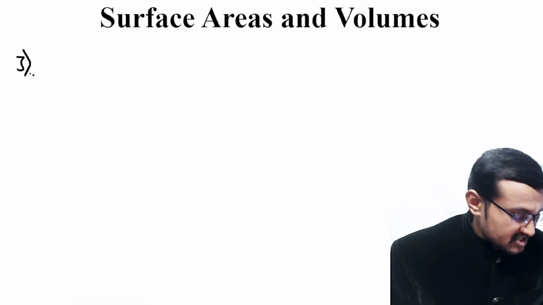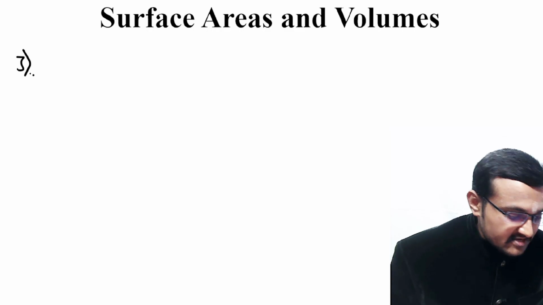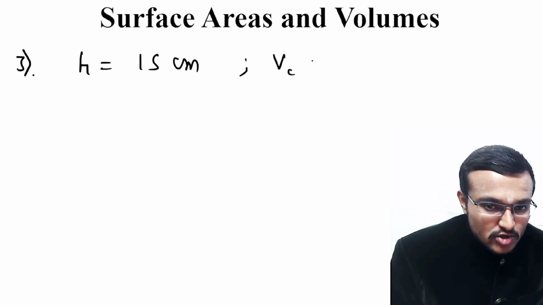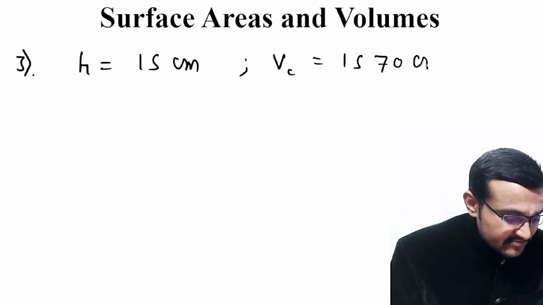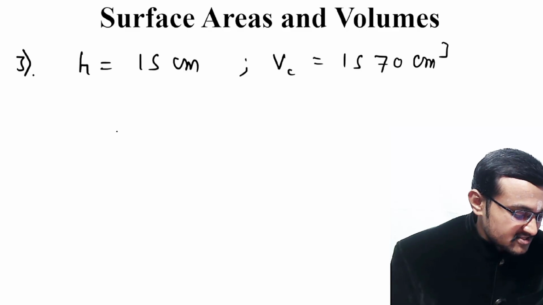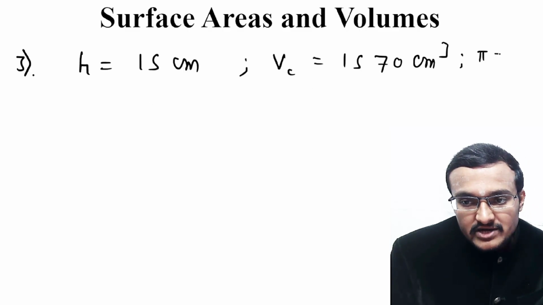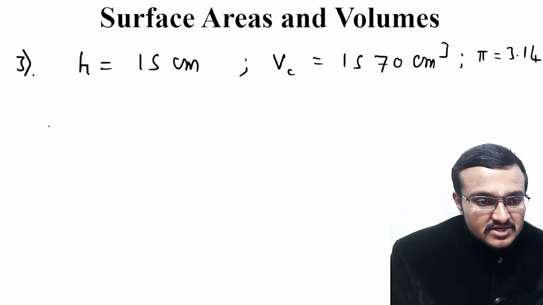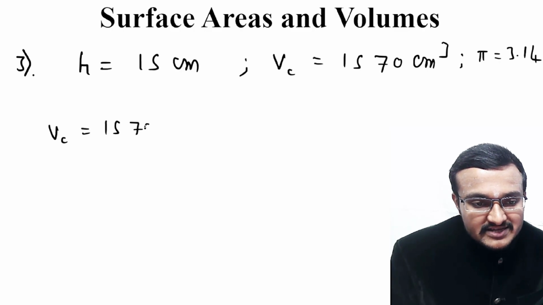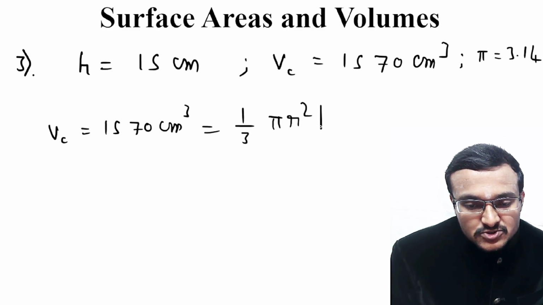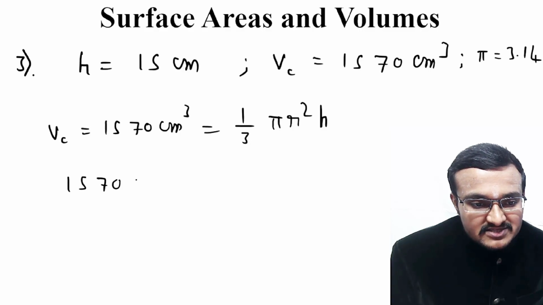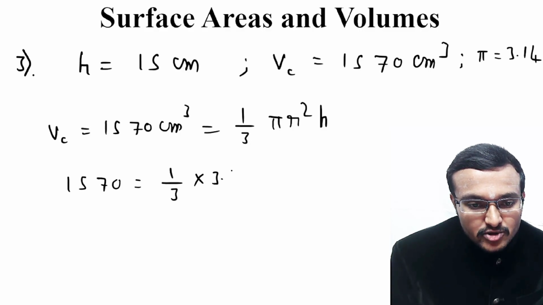So now we will move to the third question in the same exercise. In the third question, the height of a cone is given. The height of the cone is equal to 15 centimeter and its volume is given. The volume of this cone is 1570 centimeter cube. Now we have to find the radius of the base. Here we have to use the pi value as 3.14. We know that the volume is equal to 1 by 3 pi r square h. So 1570 is equal to 1 by 3 into 3.14 into radius, which we don't know, into height 15 centimeter.